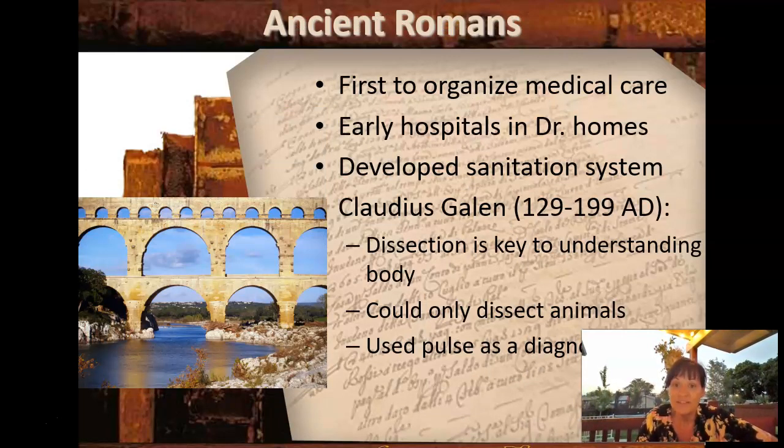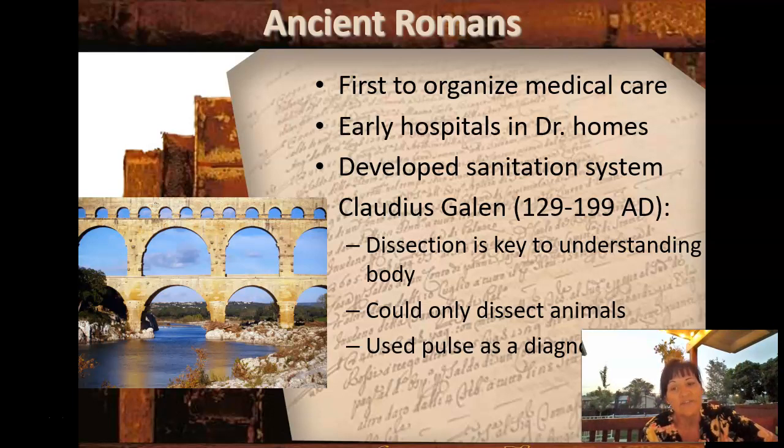Moving on to the ancient Romans, they were the first to organize medical care, really make it a system. Their earlier hospitals were actually in doctors' homes, and they developed a sanitation system. Why is that important, right? Well, they finally realized that if areas are dirty and you have human and animal waste around, there are more problems for diseases. So they developed a sanitation system to get rid of the waste. Huge, right? Huge in fighting disease.